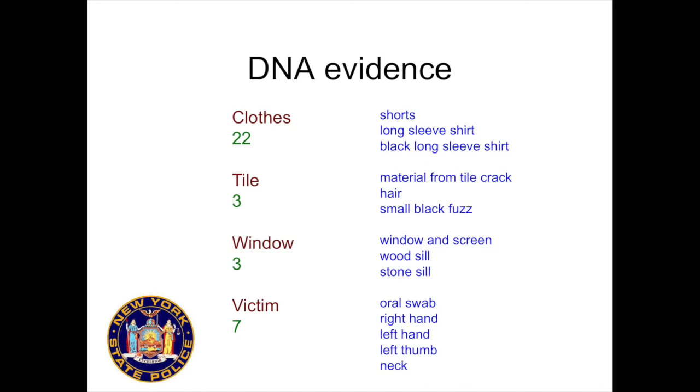DNA evidence was collected, actually quite a bit of DNA evidence, ultimately about 150 items. But this is a listing of the evidence items, about 35 of them, that were initially processed by the New York State Police. There was clothing, the shorts that the deceased was wearing, a long sleeve shirt that he was wearing, and a black long sleeve shirt that was taken from the accused's apartment looking for blood from the victim. There were also tiles on the floor that had different biological items in them. There was a theory that whoever was fleeing from the homicide jumped out of a window, so DNA was taken from the window and the screen, the sill, and the area around that point of possible exit. There was also DNA taken from the victim's body: an oral swab, DNA from each of his hands, from his thumb, and from his neck. So that's the starting point of biological evidence that was collected.